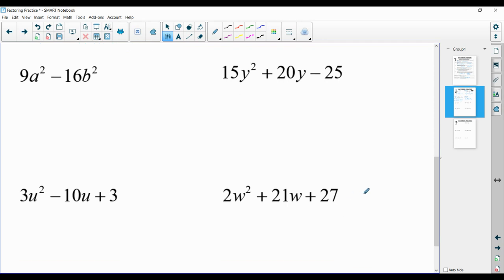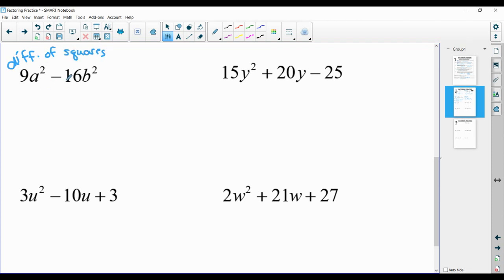All right, so we're going to come across 4 more examples here. Again, I'm going to go through them and talk through where I will be going with them. So the first one here has 2 terms, so it's a binomial. So I'm probably going to be looking at a difference of squares. And I haven't even looked yet to see if I have perfect squares.